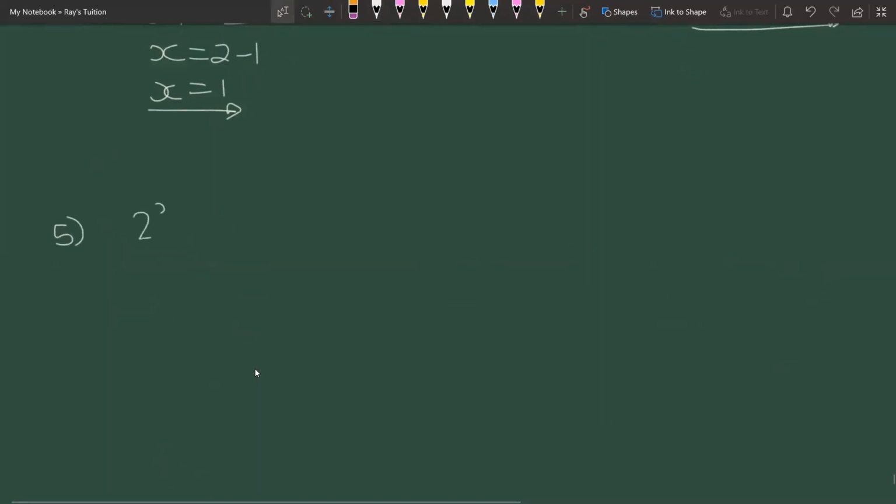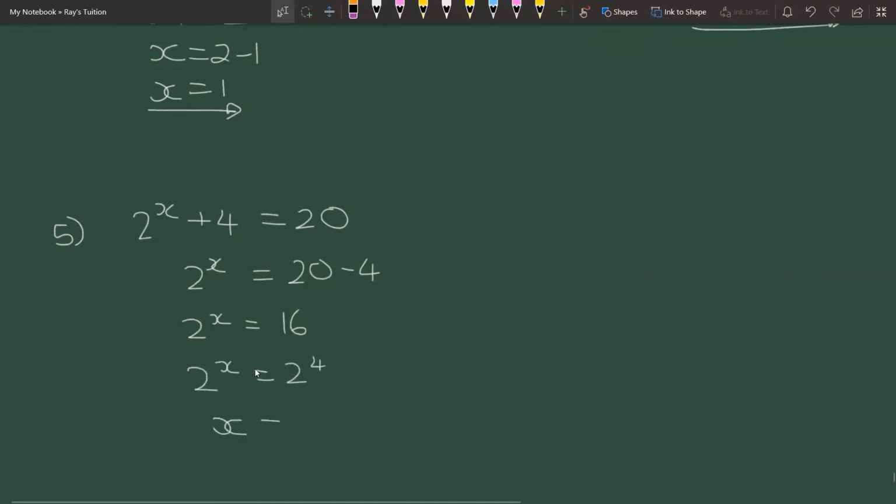Let us have a look at number 5. So we have 2^x + 4 = 20. Now, first of all, before we make the bases the same, let us get rid of this 4 by taking it over. So we have 2^x = 20 - 4. So 2^x = 16. And then 16 can be written as 2 to the power 4, making x simply equal to 4.